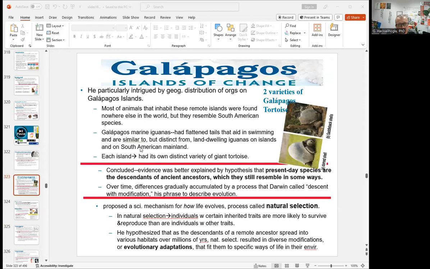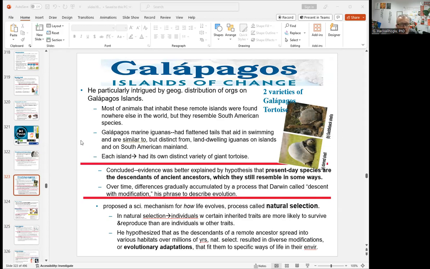So his work, I want to point out, is specifically from the Galapagos Islands, which is actually geographic distribution compared to the mainland nearby to the islands. Two varieties of Galapagos tortoise, like you can see here. So he specifically studied them, and you can see the differences.